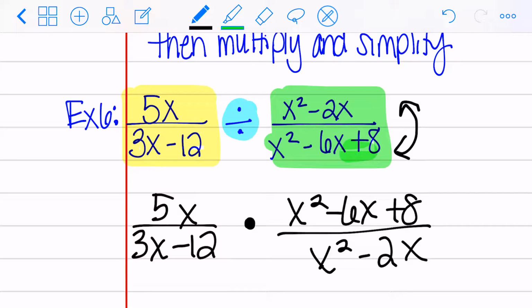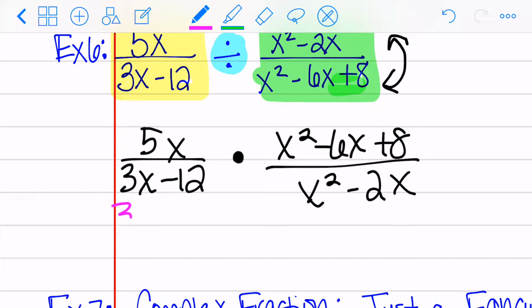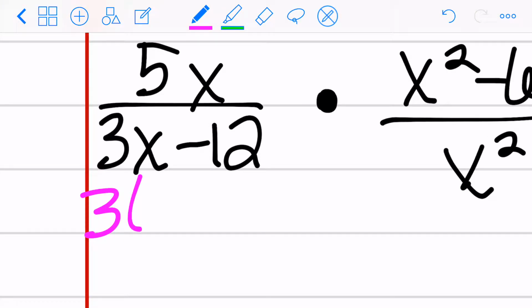And now we do it just like we did with the multiplication. We're going to factor as much as we can. I like to factor everything first. So let's look at this first one in the denominator here. We can factor out a 3, so we're left with x minus 4.